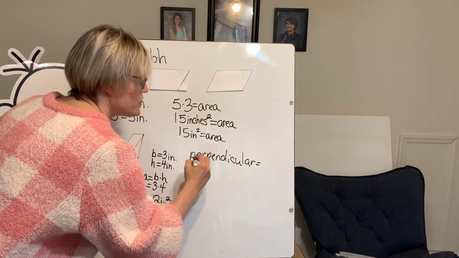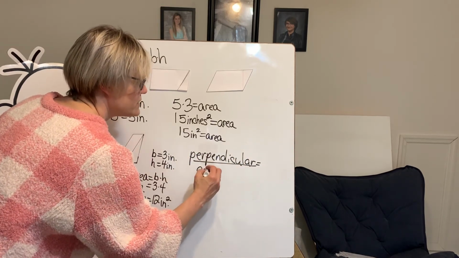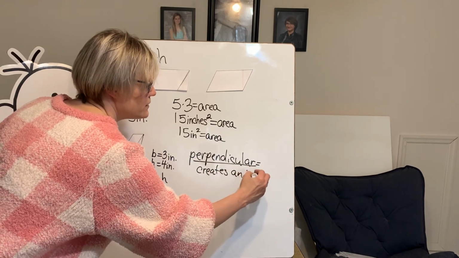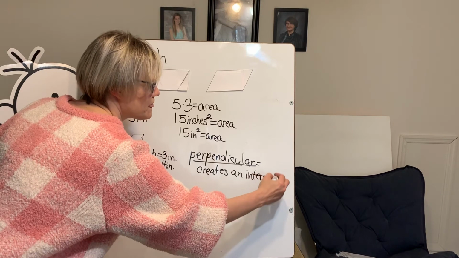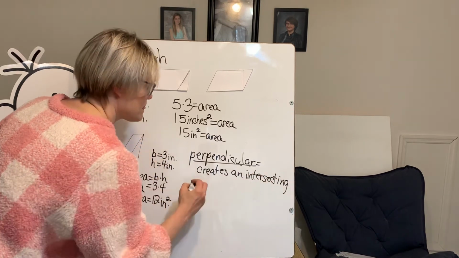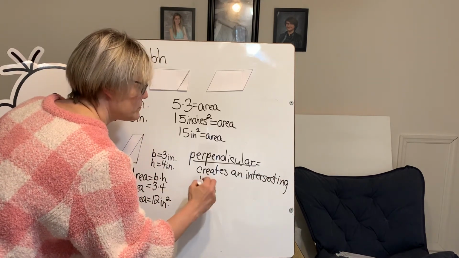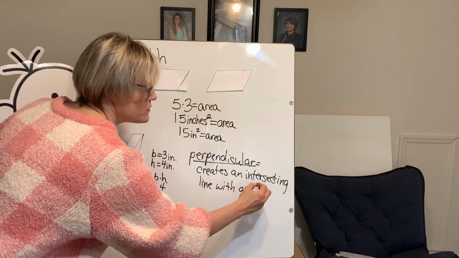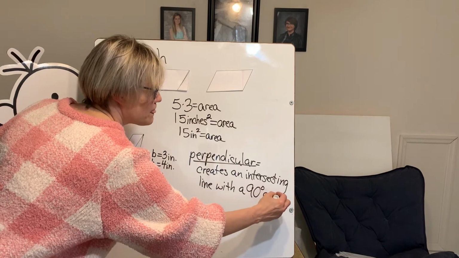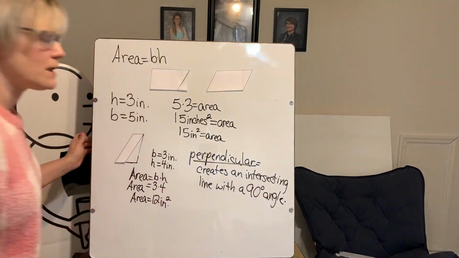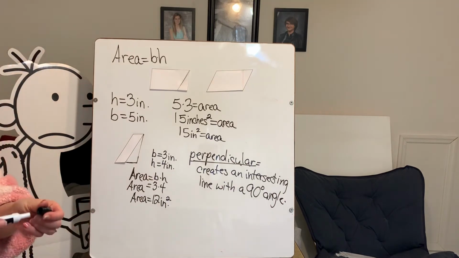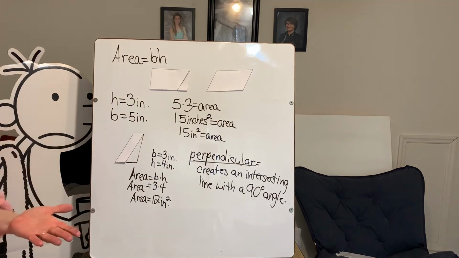Okay? It creates an intersecting line with a 90-degree angle. Okay, so perpendicular is going to be essential for you to know when coming up on some of the directions.